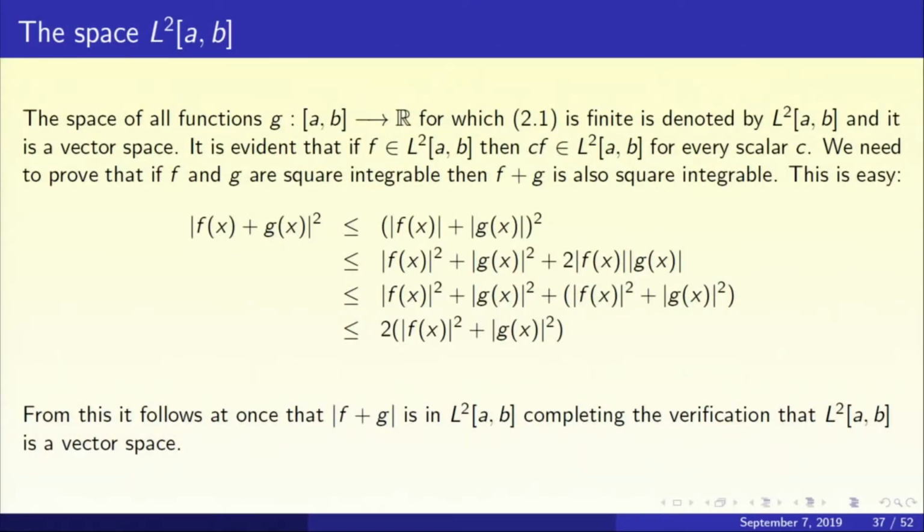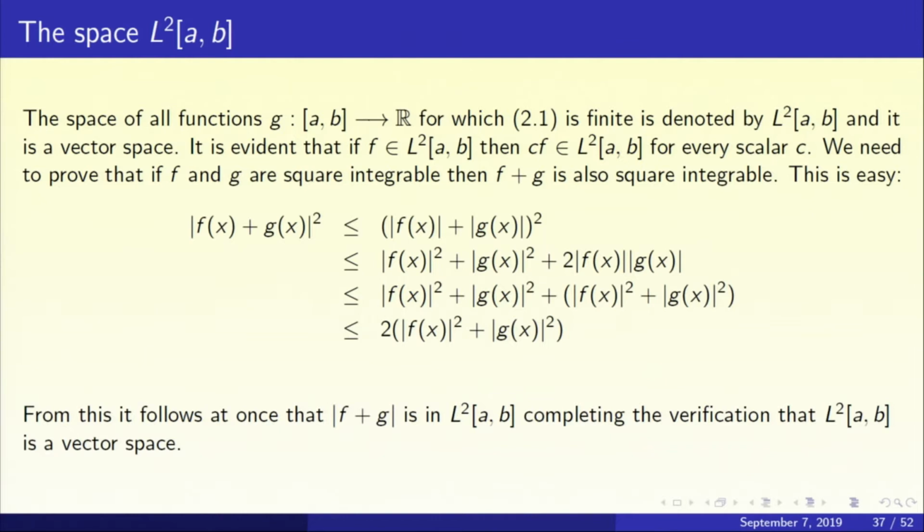What we need to prove is that if f and g are square integrable, then f plus g is also square integrable. Let us quickly run through the proof of this. |f(x) + g(x)| squared is less than or equal to (|f(x)| + |g(x)|) squared by the triangle inequality. Let us expand it. Less than or equal to |f(x)| squared plus |g(x)| squared plus twice |f(x)| into |g(x)|. Now use the fact that 2ab is less than or equal to a squared plus b squared, and you immediately get that |f(x) + g(x)| squared is less than or equal to twice (|f(x)| squared plus |g(x)| squared).